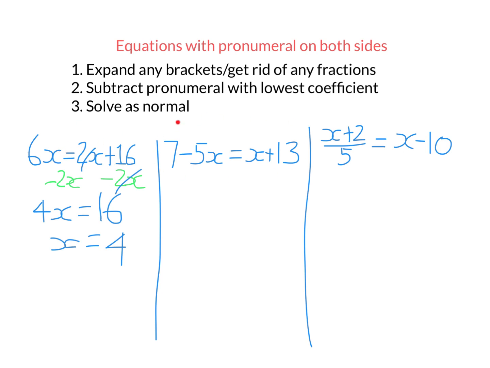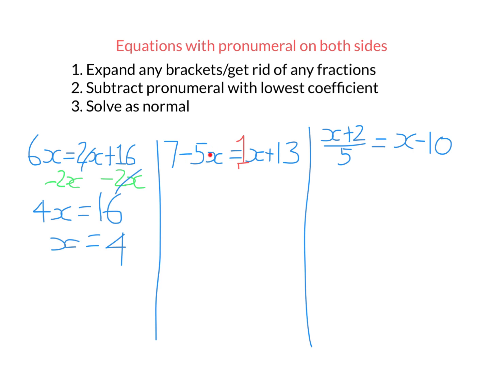So let's look at this one here. 7 minus 5x equals x plus 13. So when no coefficient's written, it's just 1. X and 1x are the same. So this is actually the pronumeral with the lowest coefficient. The coefficient of x here is not 5, it's negative 5, and negative 5 is less than 1. So because there are no brackets or fractions to get rid of, I'm going straight to step 2.